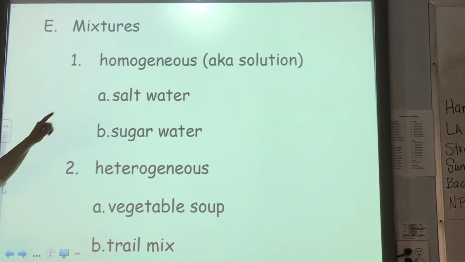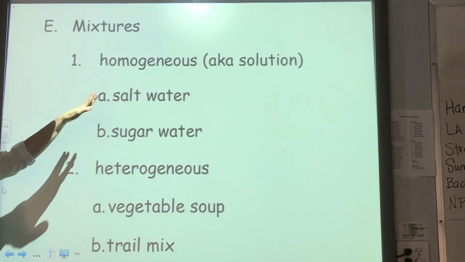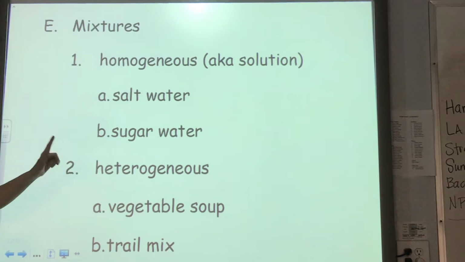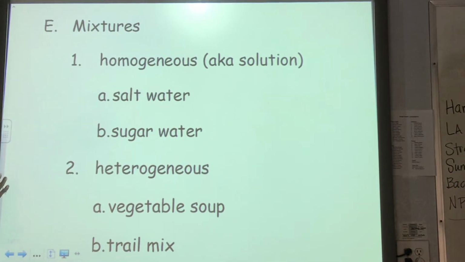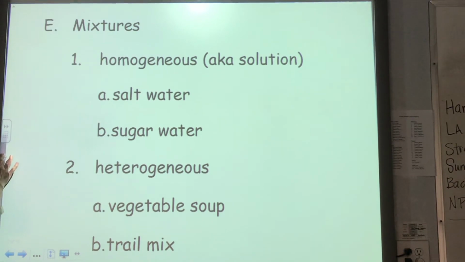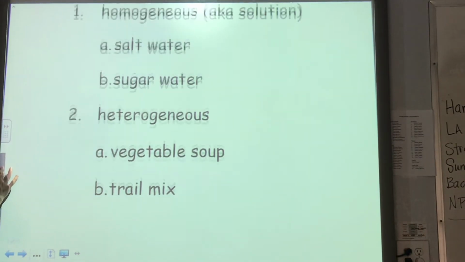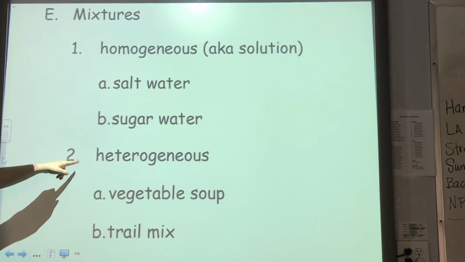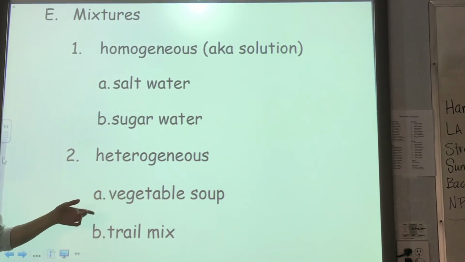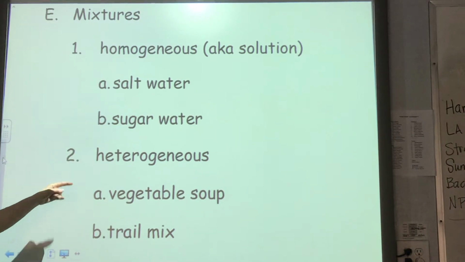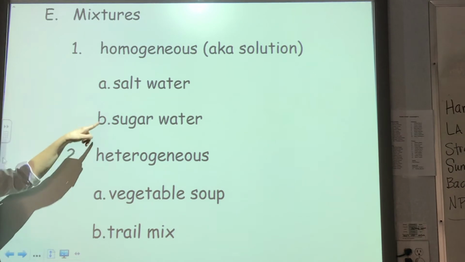Okay, a solution is not a substance. A substance is only elements and compounds. Sugar will do the same thing in water, make a solution. The other option for a mixture is for it to be heterogeneous. Homo means same, hetero means different. Hopefully that helps you. So a heterogeneous mixture is something that is not the same throughout.